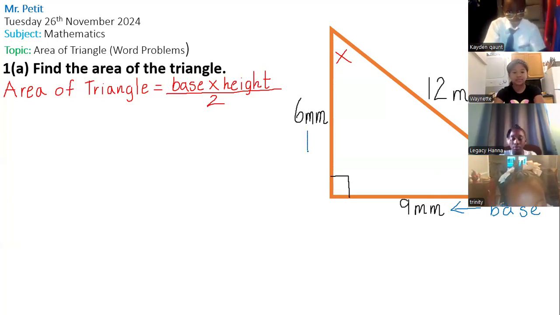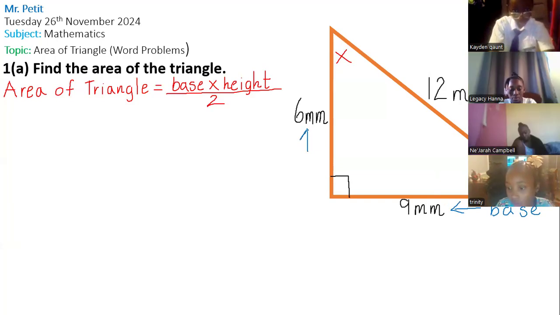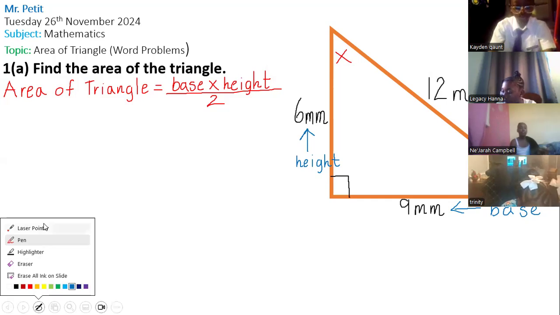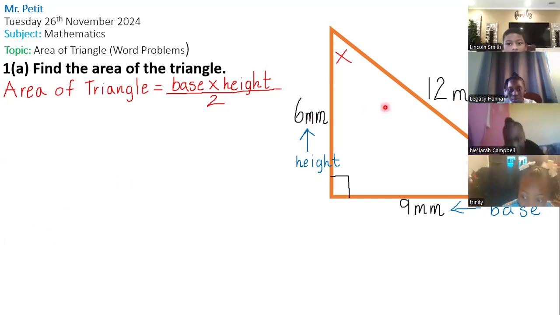And what is the height? 6 millimeters. The height is 6. Very good. Now, 12 is what we call the hypotenuse. 12 millimeters is the hypotenuse. How is 12 different from the other lengths? It's because it's longer. It's the longest. So the hypotenuse is always the longest side, right?